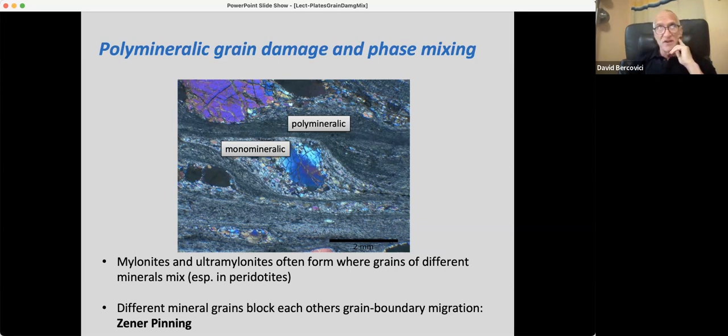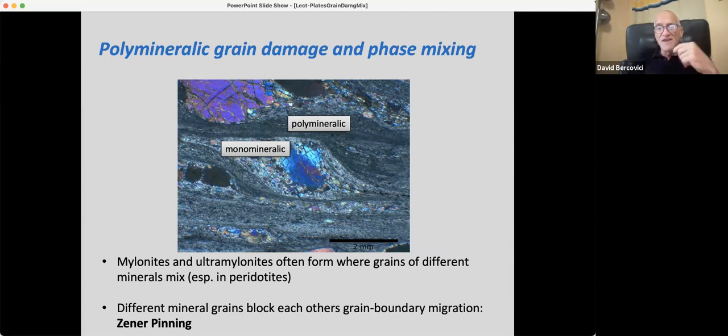And one of the hypotheses, I'm not the one to propose this idea, has been that because of mixing, Zener pinning, which I'll get to in a second, is how different minerals block each other's grain boundary migration. When I showed you the movie of the grain growth with the mothballs, you saw the big grains eating the small grains because their grain boundaries were moving outwards and gobbling up small grains. That's grain boundary migration.